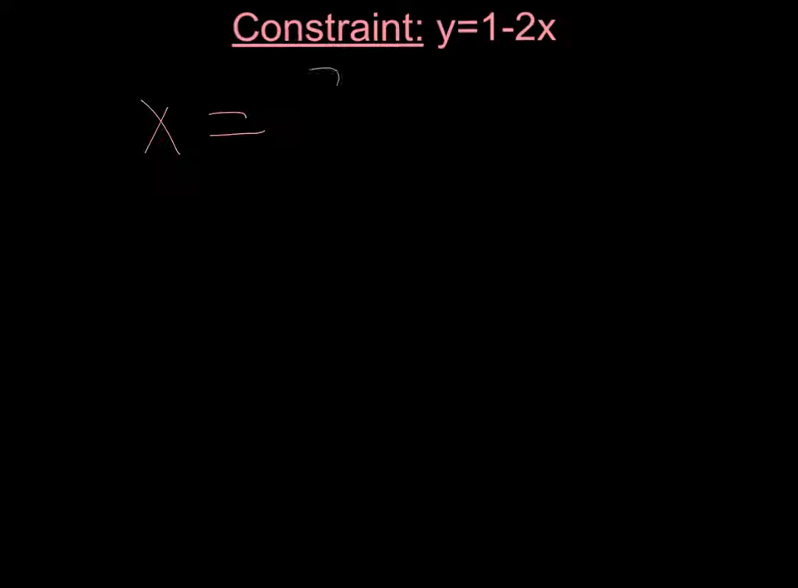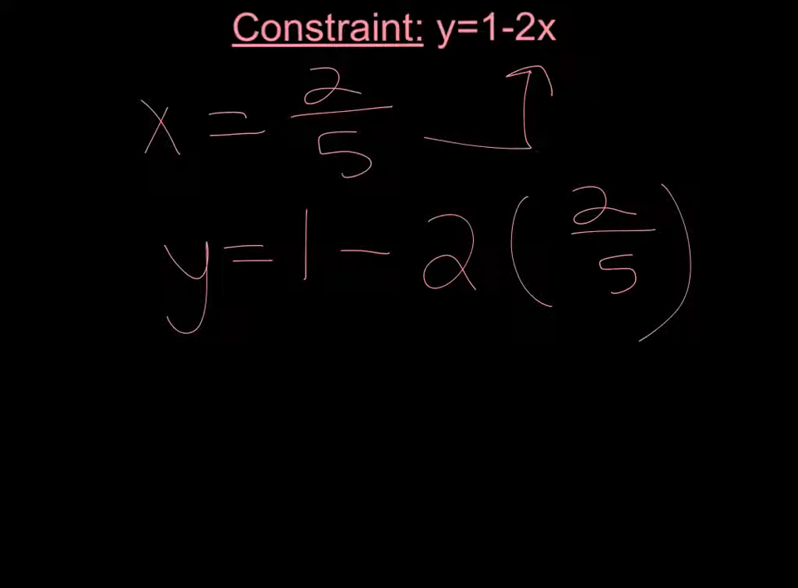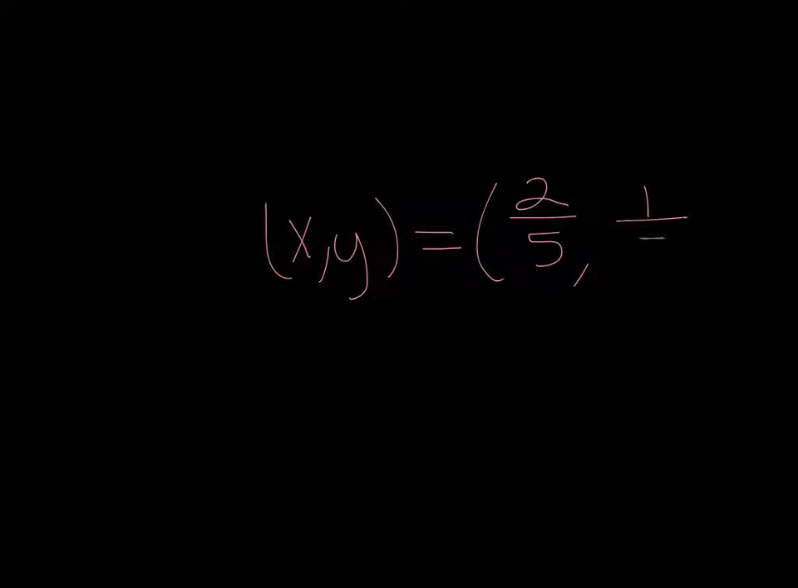Now we know x is 2/5, so let's substitute that in for x. So we get y equals 1 minus 2 times 2/5. If we multiply across, we get y equals 1 minus 4/5, which is just y equals 1/5. Finally, we can write our point x comma y as 2/5 comma 1/5. So 2/5, 1/5 is the minimum value of x comma y.